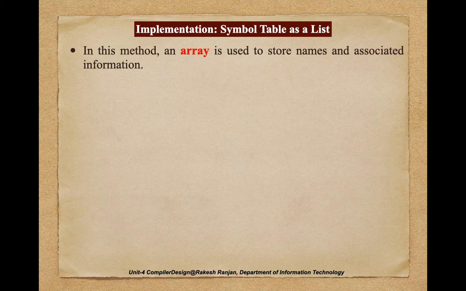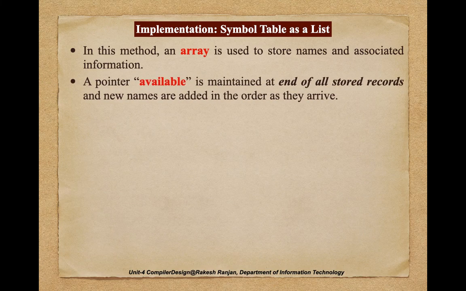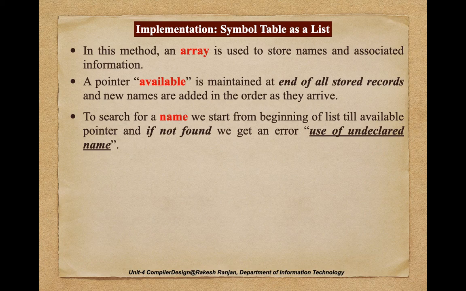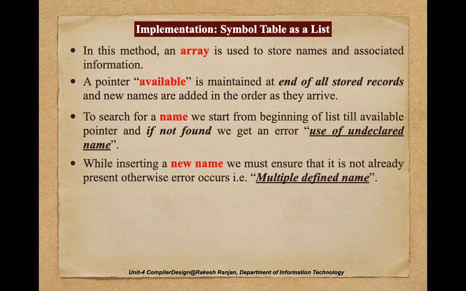Implementation of symbol table as a list. In this method, an array is used to store the name and associated information. A pointer available is maintained to the end of all the stored records, and new names are added in the order they arrive. To search for a name, we start from the beginning of the list till the available pointer, and if not found, then we get the error message: use of undeclared name.